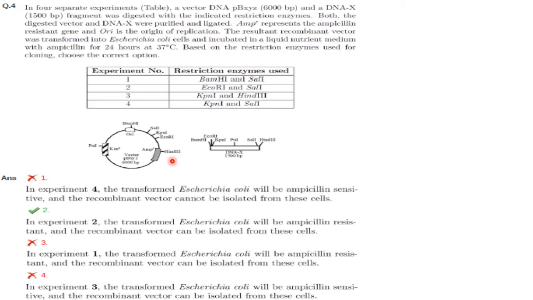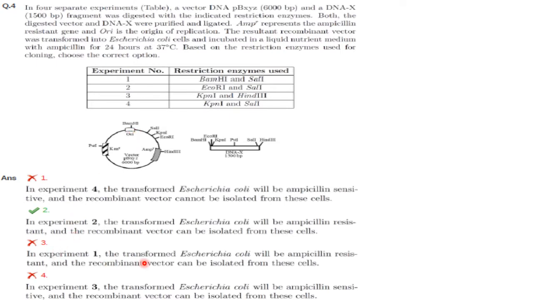Then next one. Next one is experiment, okay, option 3 we will see. In experiment 1, it is digested with BAM-H1 and SAL1. So it has cut the ORI. So BAM-H1 is digested, then SAL1 is digested over here. Then BAM-H1 and SAL1 for this particular DNA also it is digested and it is ligated. Now the ORI is cut.